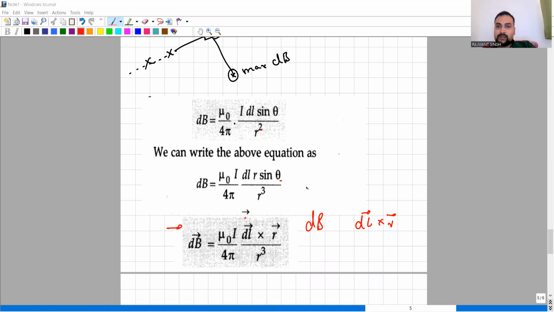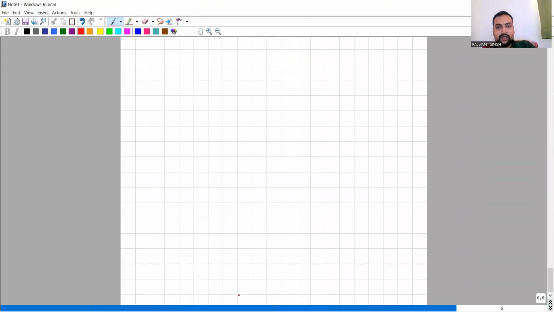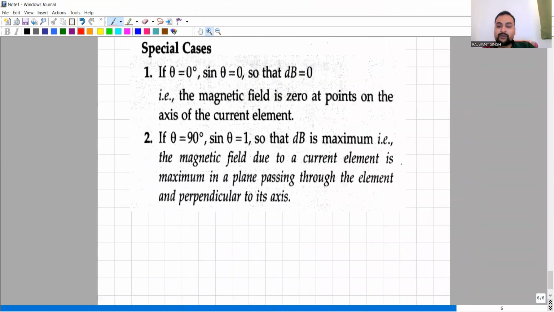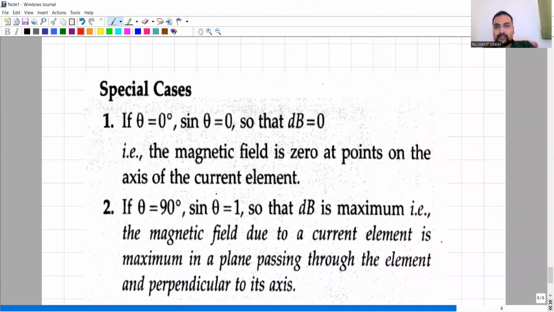Now, maximum and minimum value of the magnetic field we have understood. The maximum magnetic field is going to happen at theta is equal to 90 degrees. Minimum is going to happen at theta is equal to 0 degrees. On which points is the minimum going to happen? Along the line of the conductor, minimum magnetic field; perpendicular to the line of the conductor, maximum magnetic field.